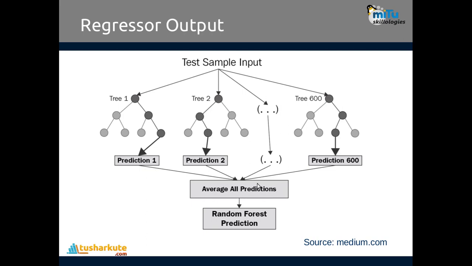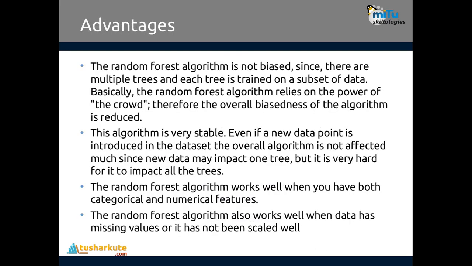So they will get averaged, and then random forest will do the prediction of the regressor's output. Okay, so this is how random forest regression operations will be performed. This is how a simple algorithm works.